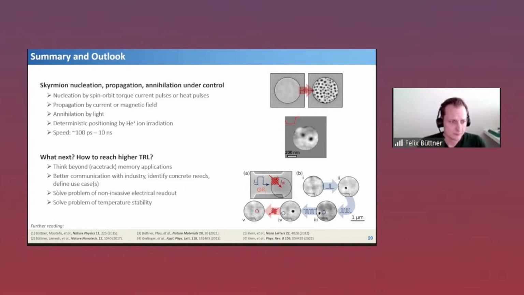And then solve the problem of non-invasive readout, which is certainly something that needs to be addressed, and solve the problem of temperature stability, meaning that the device should work the same way from minus 20 degrees Celsius up to 150 degrees Celsius usually. So that is another engineering question that needs to be addressed.